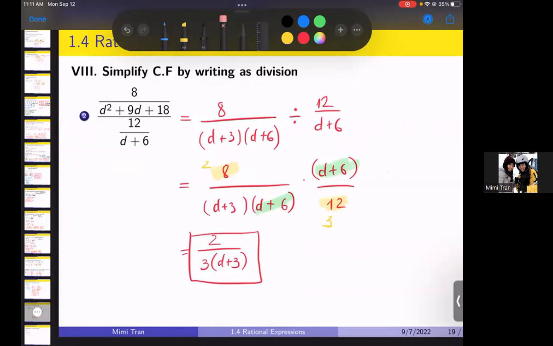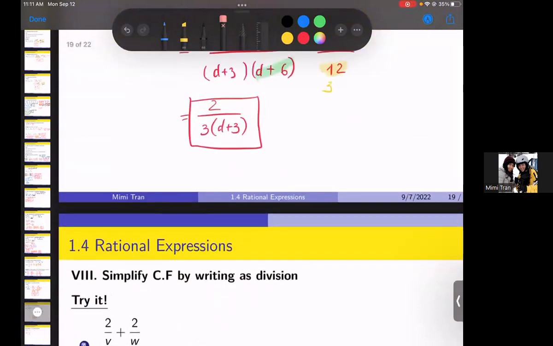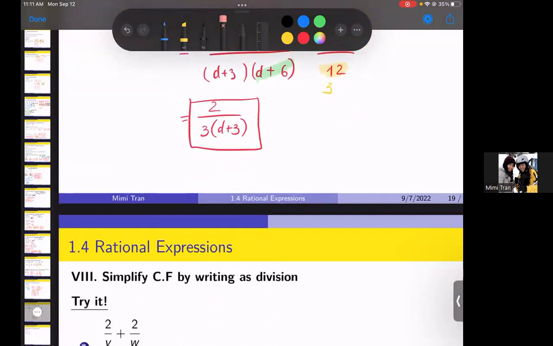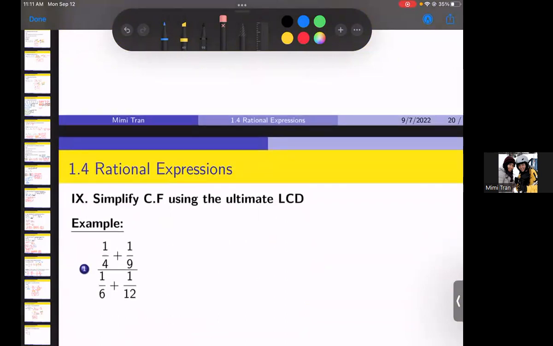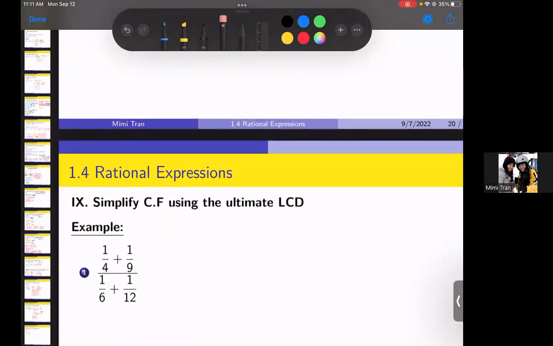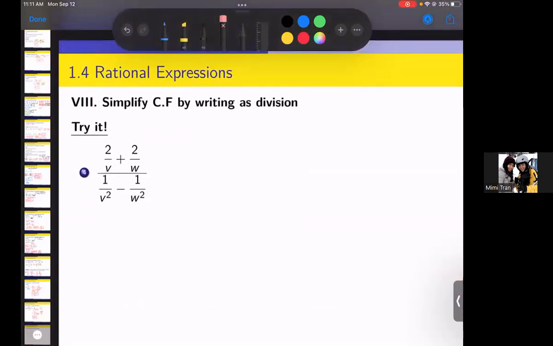Anything else? All right. So for the more complicated one, I'm going to show you two ways. The first one is the traditional one we've been doing, writing as division. The second one is using the ultimate LCD. It's faster. Some people don't like it. It's kind of like a guess and check kind of thing, but it's better than guess and check, right? Whichever way you want to pick for the exam, fine by me.